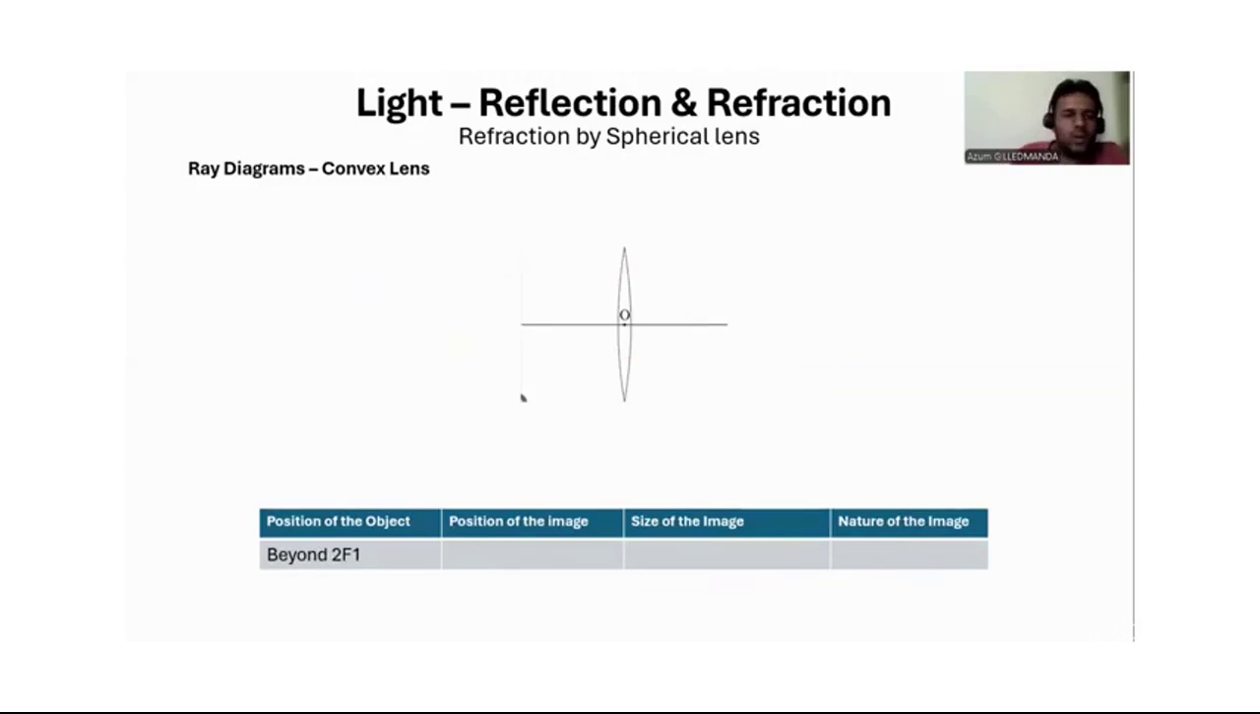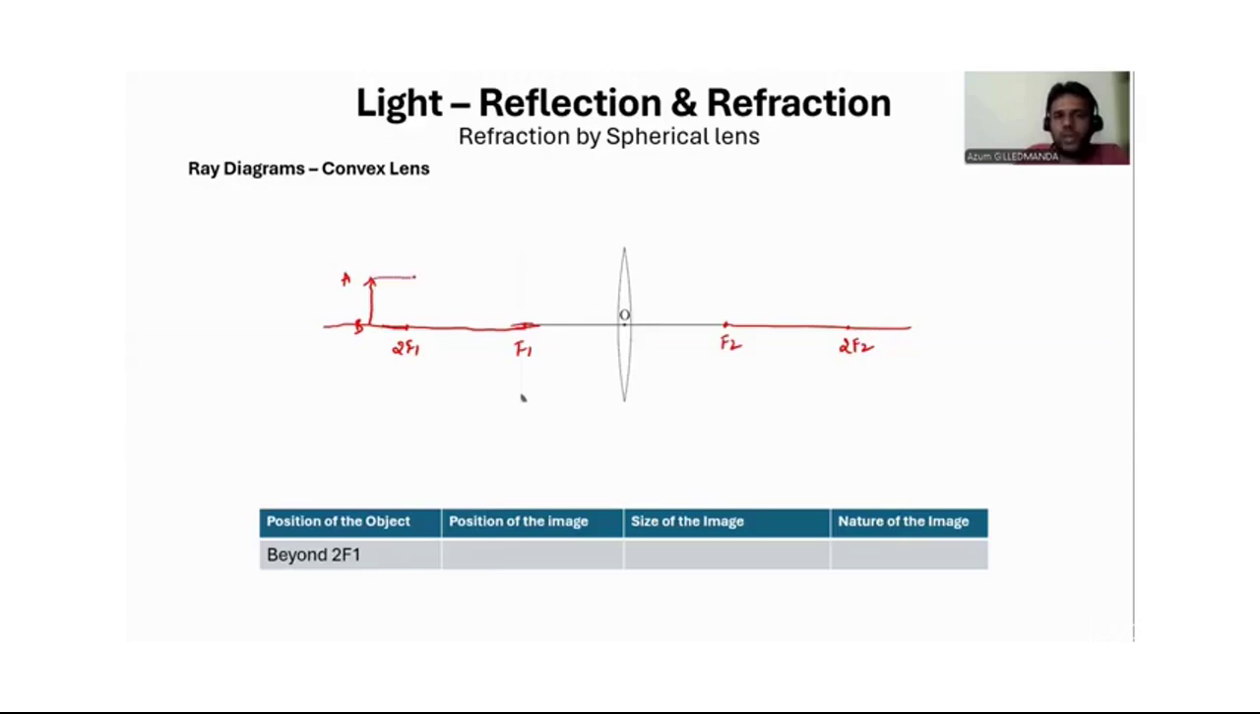Now let's look at the next position. I'm drawing freehand, so it may not come out exactly as when we draw with a scale. So this is F1 and 2F1, this is F2 and here is 2F2, and this is the center. Where is the object now? The object is beyond 2F1. So I have the object somewhere here. Let's say this is AB, which is beyond 2F1.